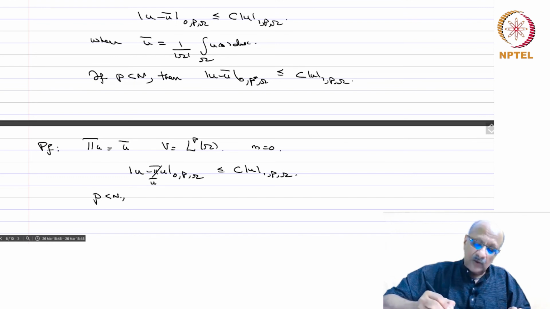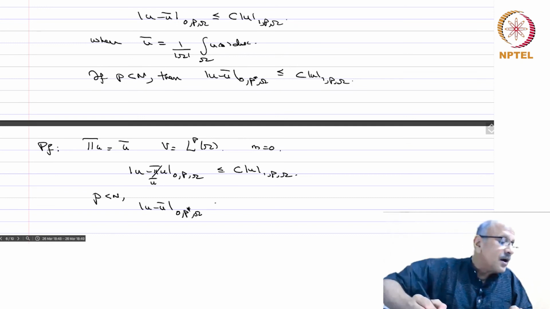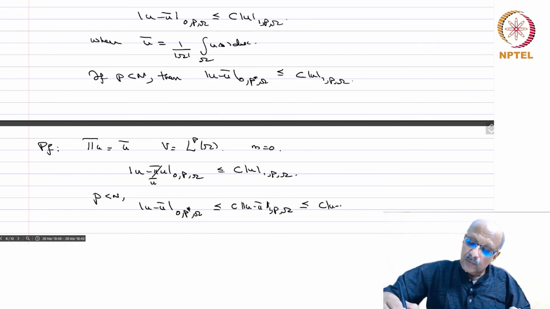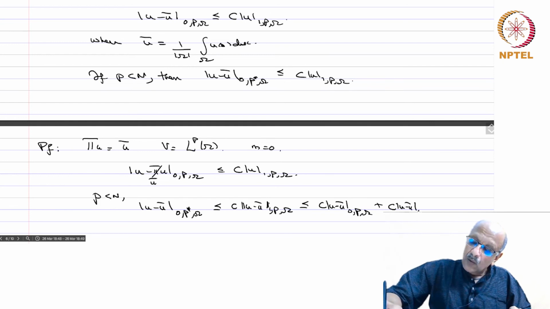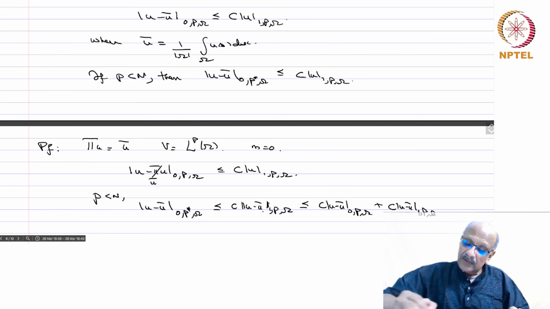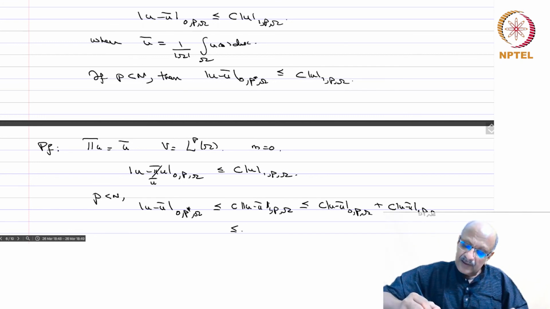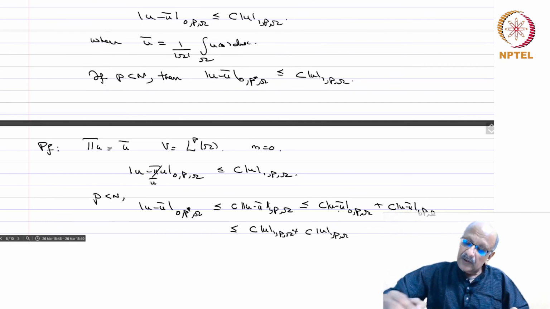If p is less than n, then the L^{p star} norm of u minus u bar is less than or equal to C times the W^{1,p} norm of u minus u bar by the Sobolev inequality, that is less than or equal to C times the L^p norm of u minus u bar plus C times the W^{1,p} seminorm of u minus u bar. Here I am just using the sum of the norms. Actually the definition is with power p, but that's equivalent to this norm. Now for u minus u bar, the first one is less than or equal to C times the W^{1,p} norm of u plus C times the W^{1,p} norm of u. Okay, and therefore this is equal to C times the W^{1,p} norm of u.